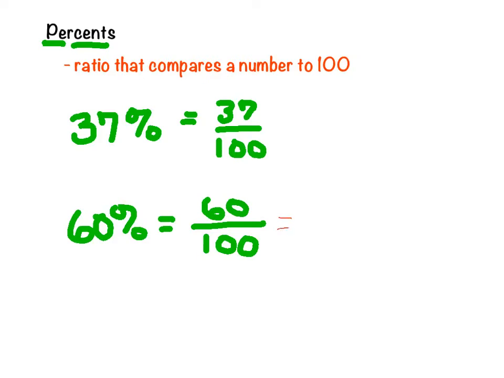well. So 60 out of 100 can be reduced down to 6 out of 10. Okay, we can ignore the zero that I accidentally wrote there. 6 out of 10, which then can also be reduced down to 3 out of 5. So 60% also means 60 out of 100. It also means a 3 to 5 ratio.